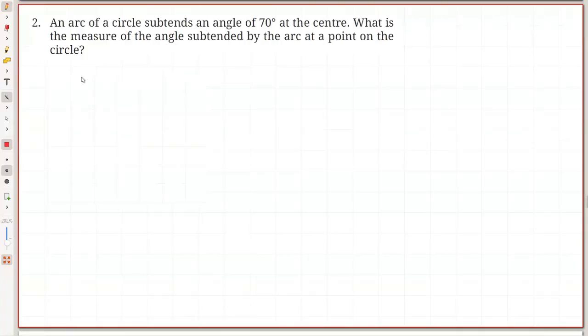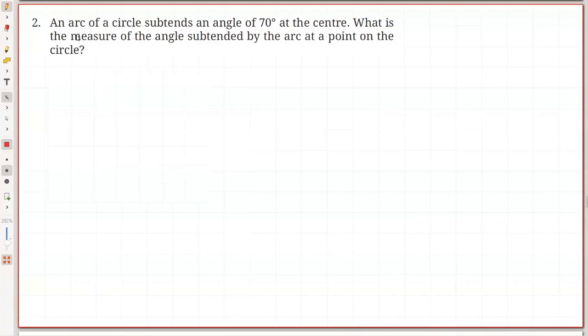Right. So now question number 2. An arc of a circle subtends an angle 70 degree at the center. What is the measure of the angle subtended by the arc at a point on the circle? Here an arc of a circle subtended an angle 70 degree at the center.